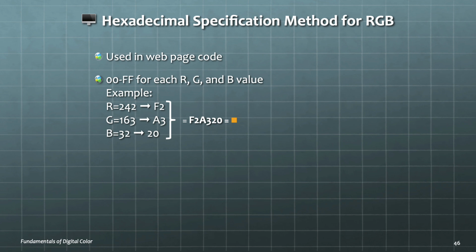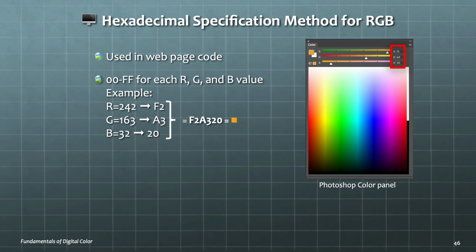F2A320 is the exact same orange color used in the RGB example in the last slide. Again, hexadecimal just uses a different numbering system to define RGB color numbers. You can see this in the Photoshop color panel shown here, which is exactly the same as the panel shown in the previous slide, except that it uses hexadecimal numbers for that orange color instead of RGB numbers. The hexadecimal numbers for the RGB color are outlined in red.